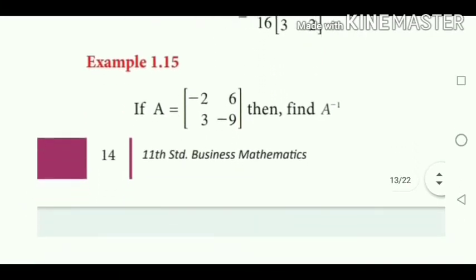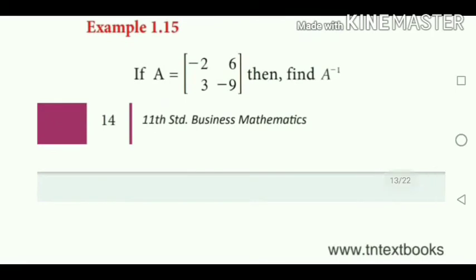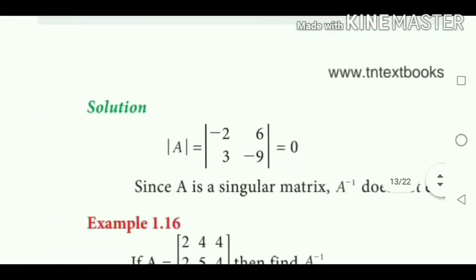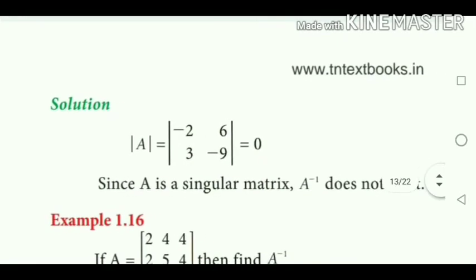Okay, then going to example 1.15. A equal to minus 2, 6, 3, minus 9. Here also they are asking about A inverse. Let's first find determinants of A. Determinants of A is cross multiplication: 2 9s are plus 18, minus 3 6s are 18. 18 minus 18, you are getting 0, since A is a singular matrix. If it is a singular matrix, A inverse does not exist. So you stop the question, answer here itself.